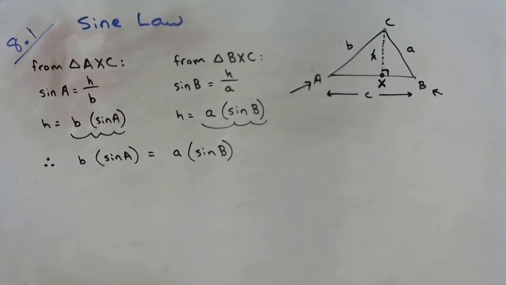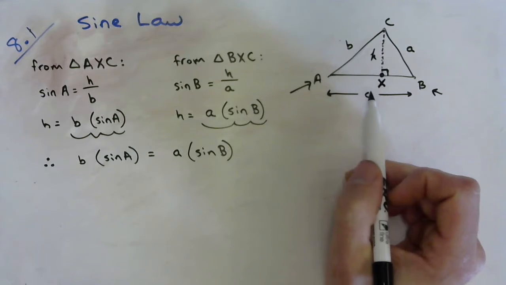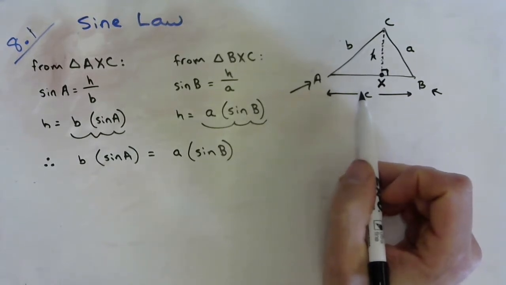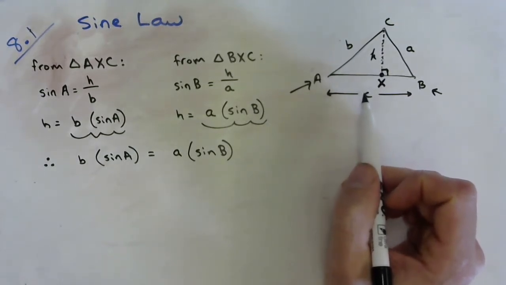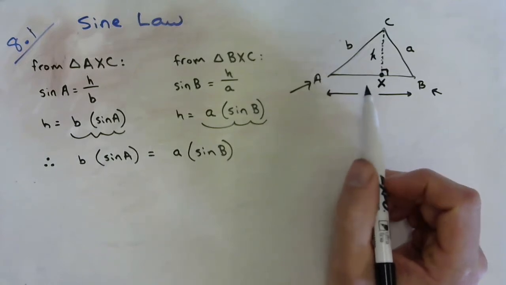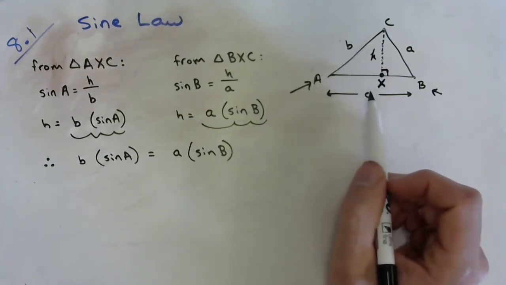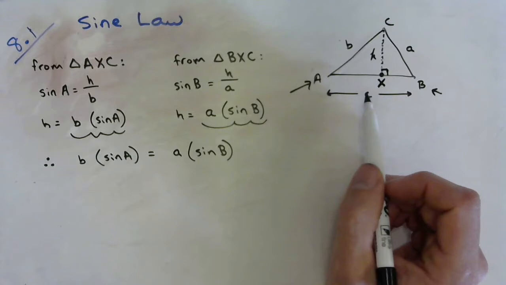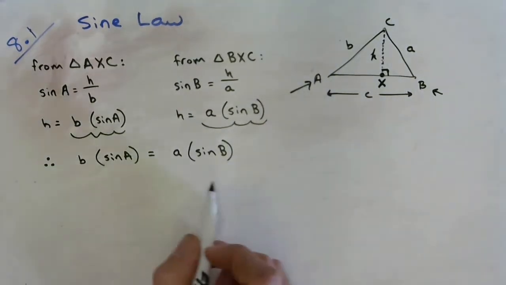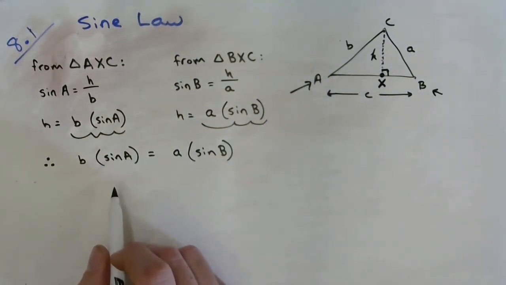And again, I just drew a random acute triangle. It doesn't have any obtuse angles, but it's just a triangle. I can do this with any triangle. I could break it into two right angle triangles, so this will work across the board no matter what your triangle looks like.